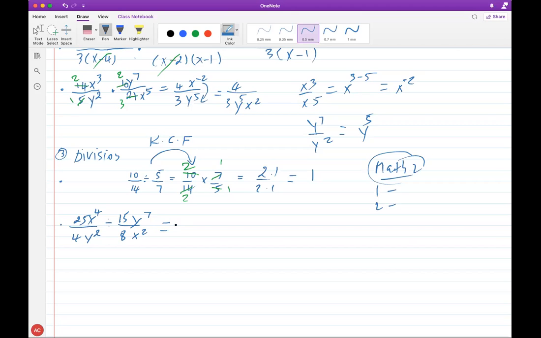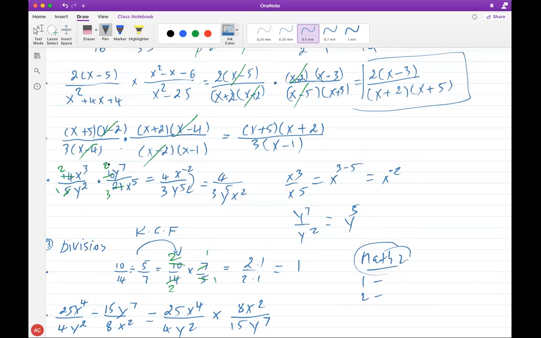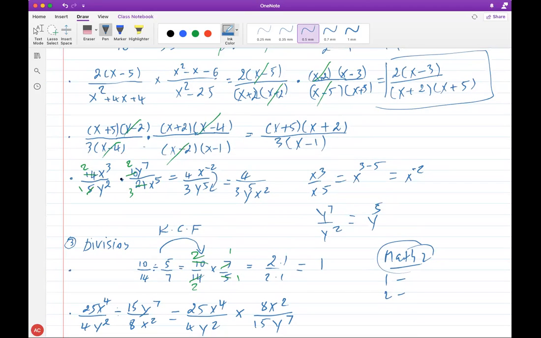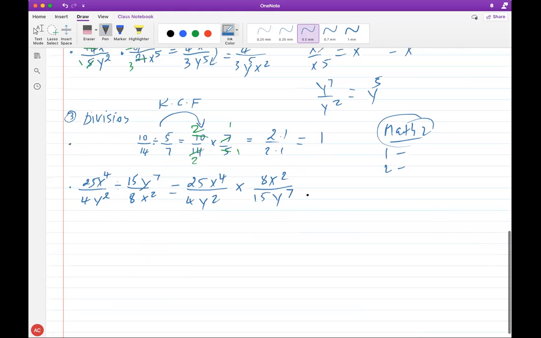Okay, so the first thing you want to do again is keep, change, flip, and keep the first one. Do not cancel anything yet because of the division. So the first one stays the same. Turn the division into a multiplication. Flip this one. Once you do that, the same process we did here with multiplication applies. So what happens next?